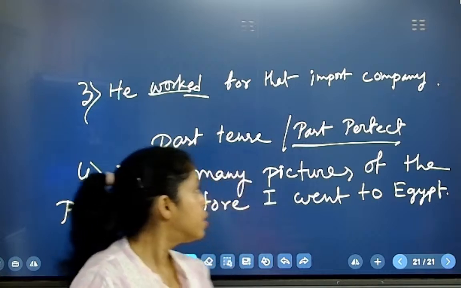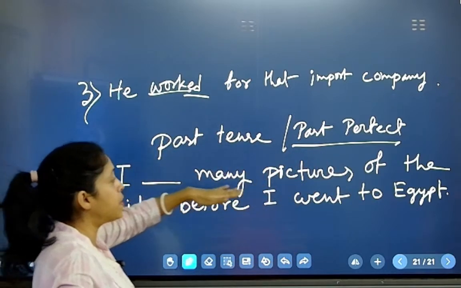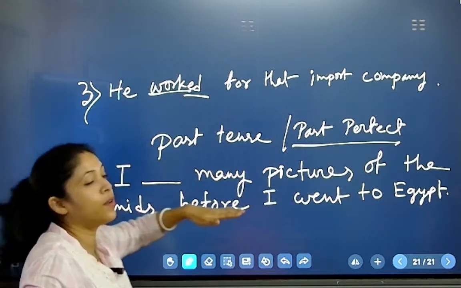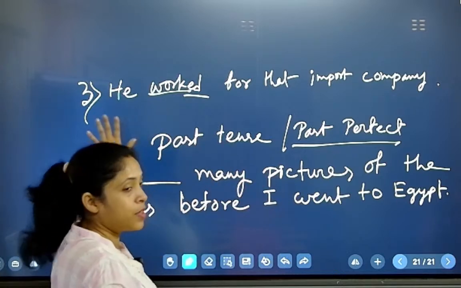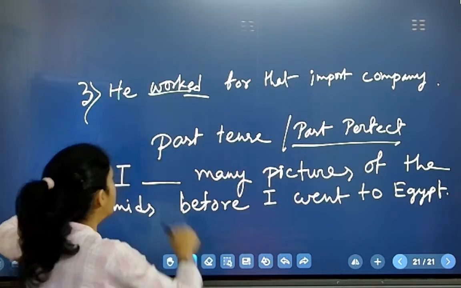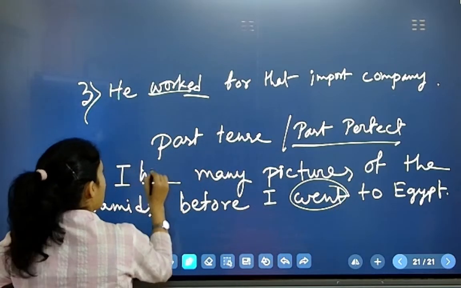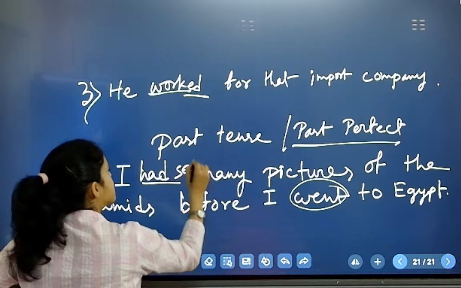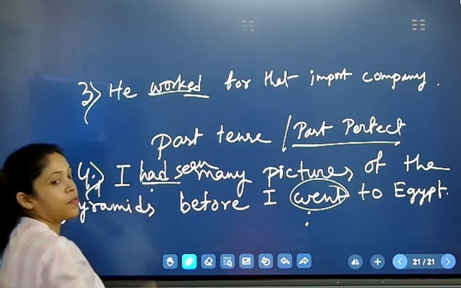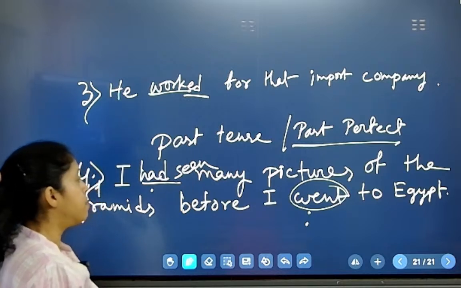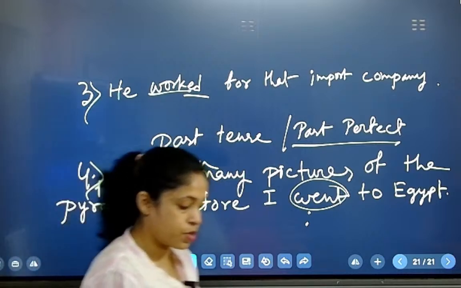Here you see past tense and past perfect. I dash many pictures of the pyramids before I went to Egypt. So I went to Egypt later and seeing the pictures was earlier. So "I went" is the past tense. It will be "I had seen." Went is there, so that is past tense. Here we will use past perfect: I had seen many pictures of the pyramids before I went to Egypt.